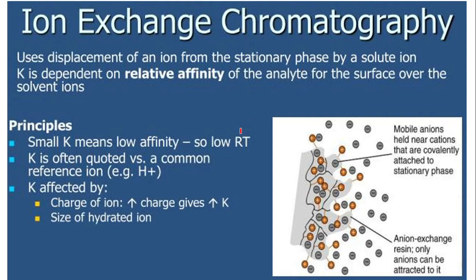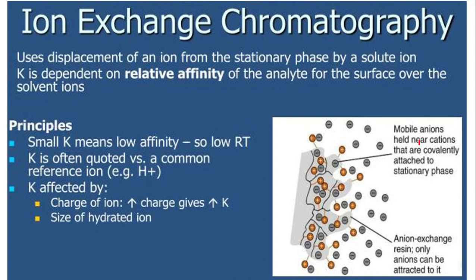Of course, you can see in this diagram, ion exchange chromatography uses displacement of an ion from the stationary phase by a solute ion. The equilibrium constant K is dependent on the relative affinity of the analyte for the surface over the solvent ions. So through a column, the mixture to be separated is moving. Depending upon the affinity of these analytes to the different charges of the coating material, these ions are separated.